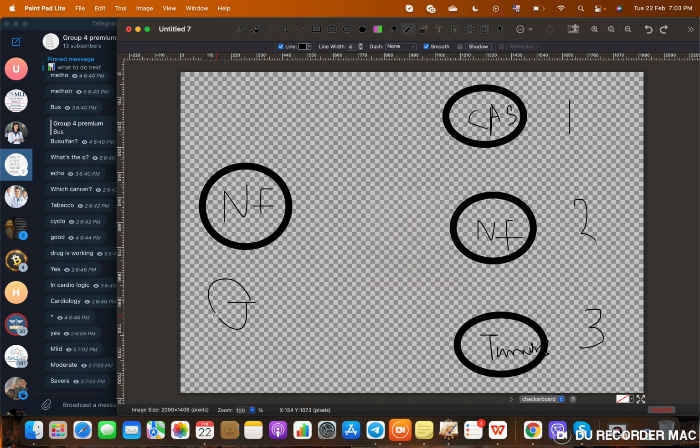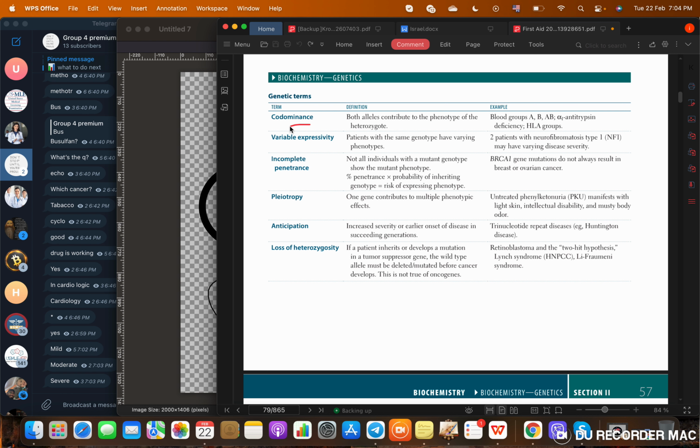So variable expressivity means that the same genotype can encode the exact same disease, but in different severity. So for example, patient 1 will have only phenotype 1. Patient 2 will have phenotype 1 plus 2 plus 3, because he's more severe. So variable expressivity is all about the severity. Patients with the same genotype have varying phenotypes. Two patients with neurofibromatosis may have varying disease severity.